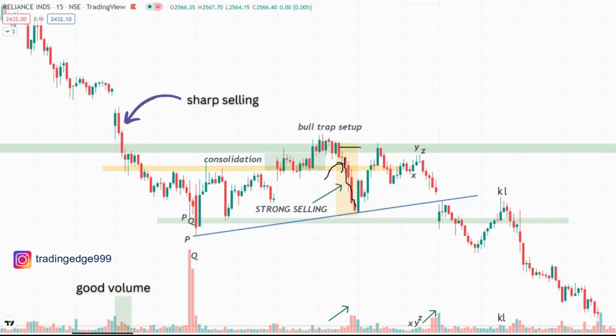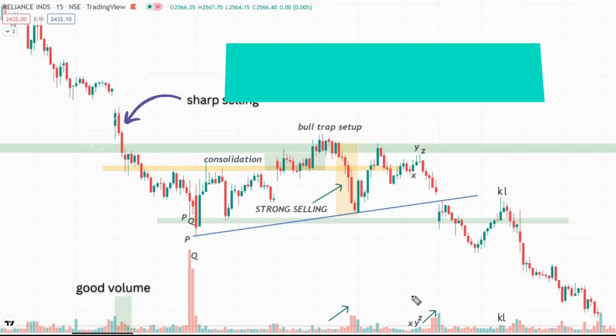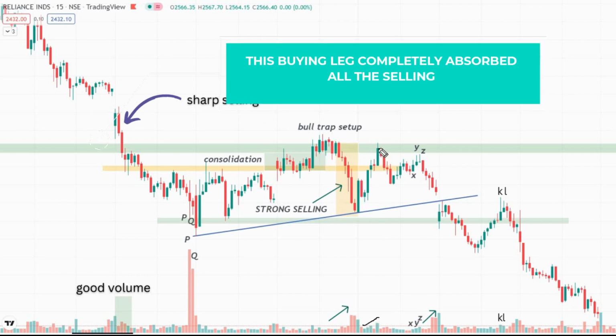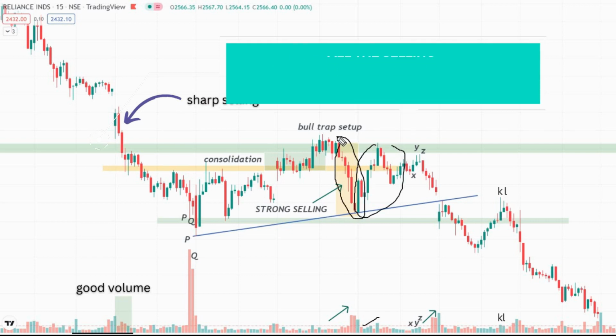Now what happened? After the strong selling, again buyers fought back from the same levels and again absorbed all the selling pressure. Now this is very interesting. After the strong selling pressure, we are seeing a strong buying momentum with good volumes. The volumes are less than the selling side, but overall the volumes are increasing, and it has absorbed all the selling that is present here.